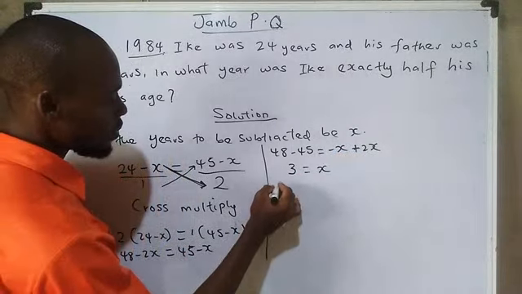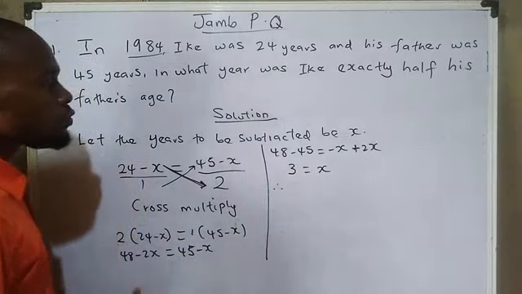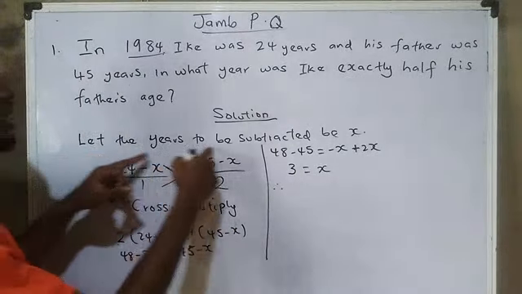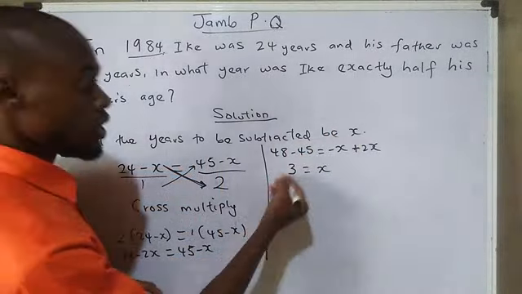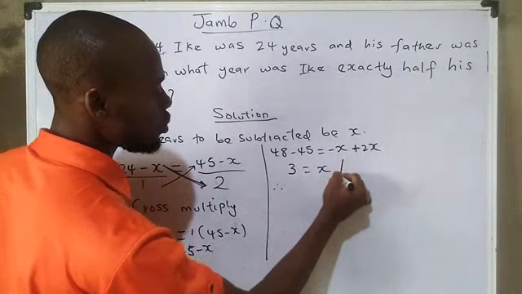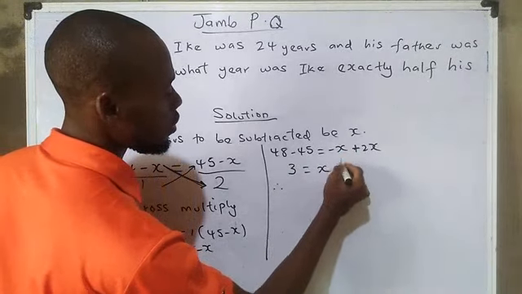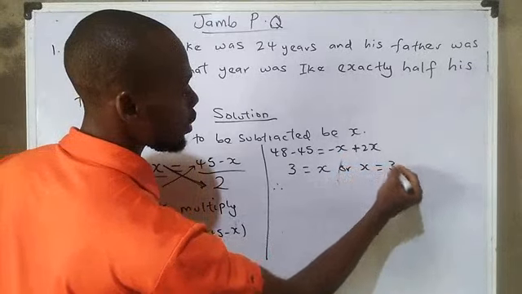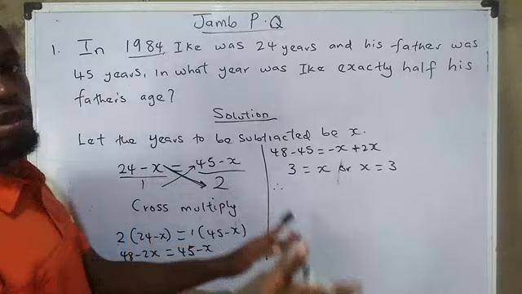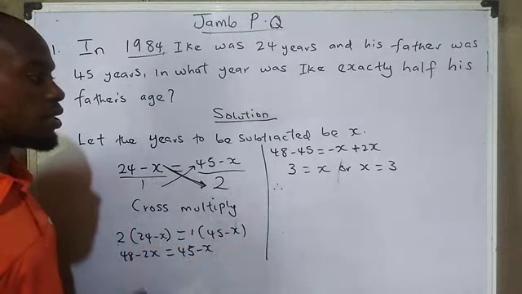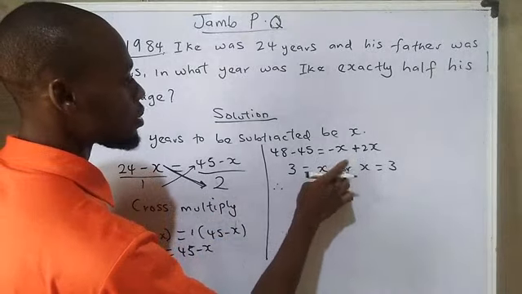That means we said let the years to be subtracted be x, and we have gotten x to be 3 here. Either you say 3 equals x, or you say x equals 3. It's the same thing. Either right is equal to left or left is equal to right. It's still the same thing. You don't need to panic about that.